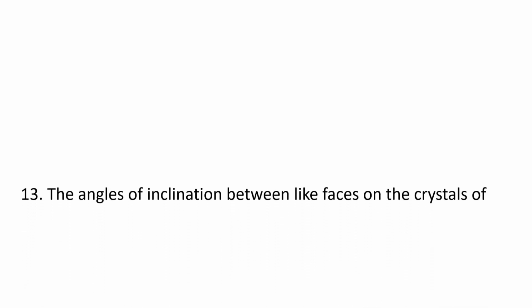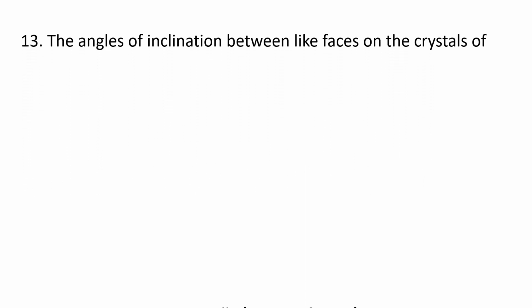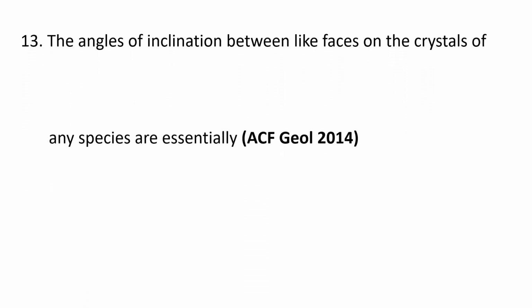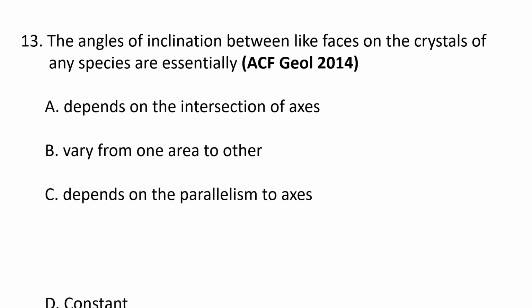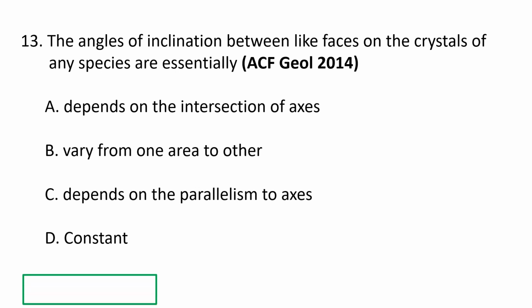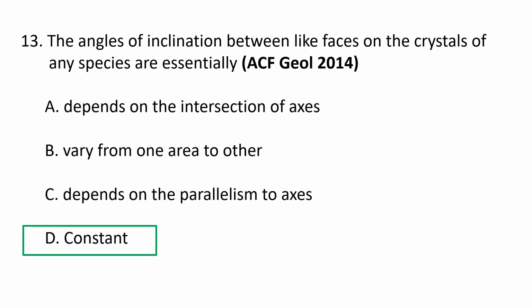Next question. The angles of inclination between like faces on the crystals of any species are essentially A. Depends on the intersection of axes. B. Vary from one area to other. C. It depends on the parallelism to axis, and D. Constant. So the angles of inclination between the similar faces on the crystals of any species are essentially constant. So D is the correct option.